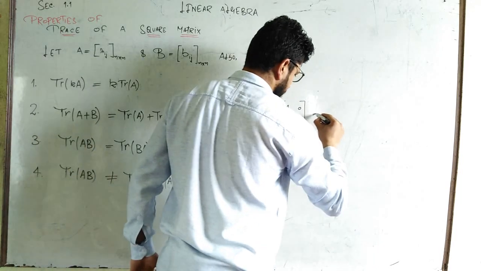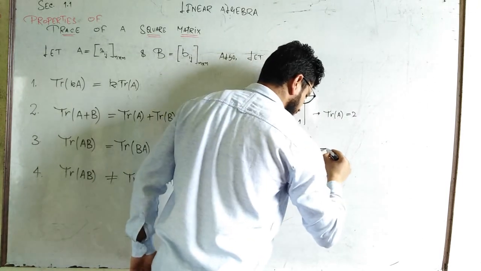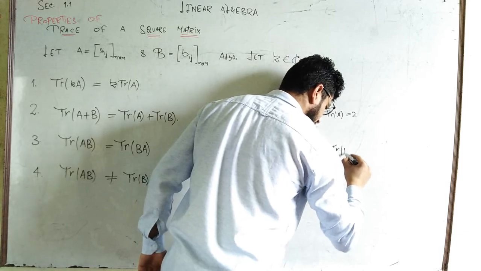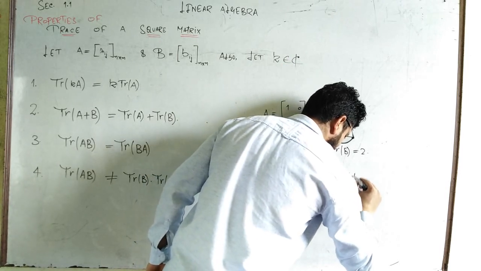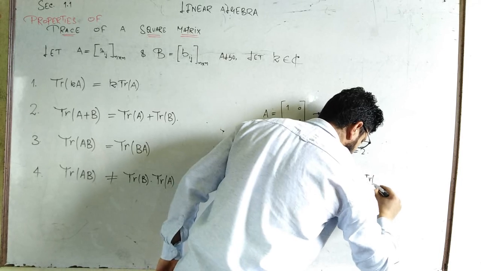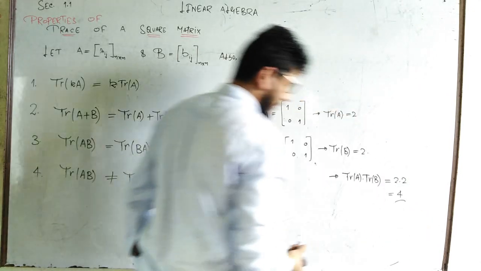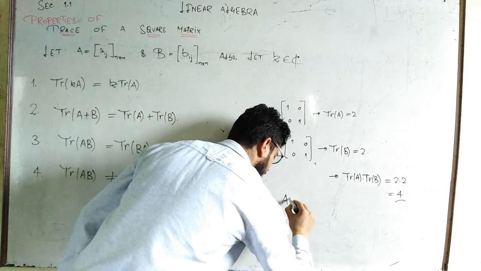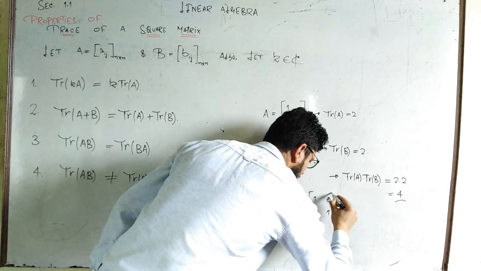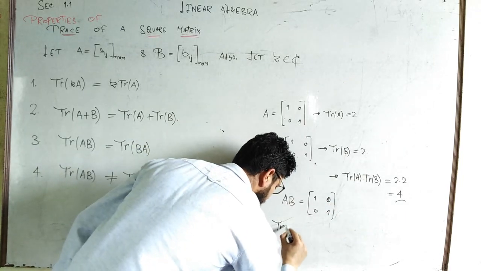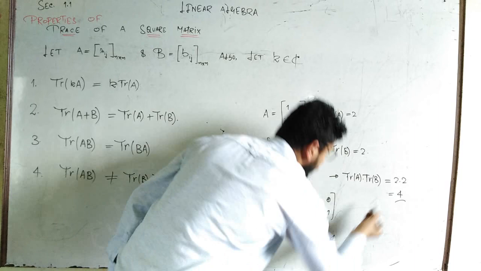Now what's the trace of this? Trace of A is 2. What's the trace of this? Trace of B is 2. So that implies trace of A into trace of B is 2 into 2, that's 4. Now what's AB? It's again an identity matrix. The moment you multiply two identity matrices, you will get the same identity matrix, right? What's the trace of AB? It is 2, which is not equal to 4. So this thing is not holding.